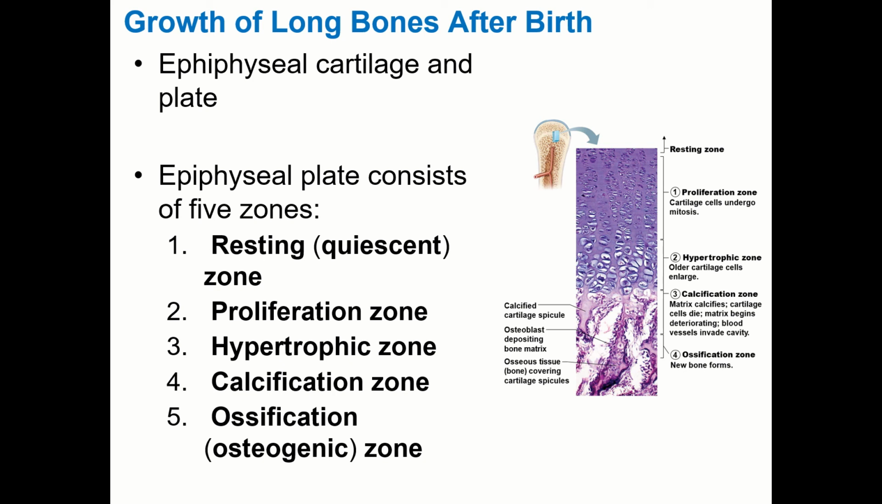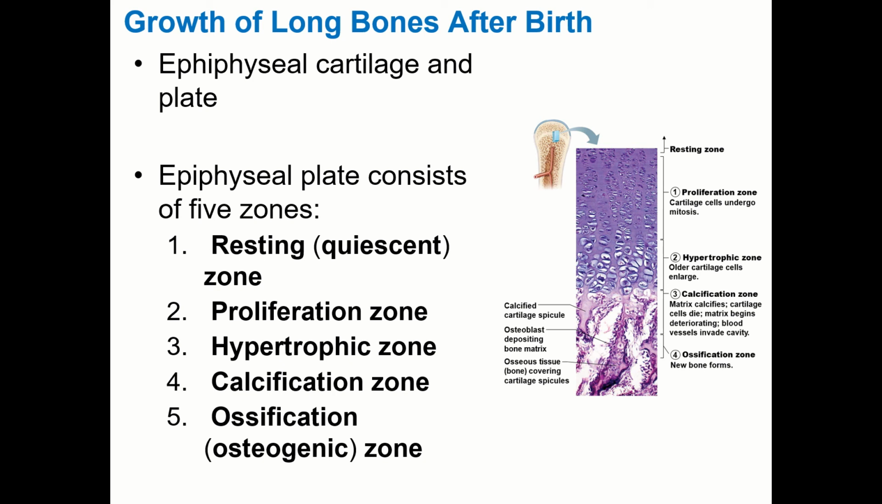Underneath that is the proliferation zone. Remember, this is hyaline cartilage, so we're talking about chondrocytes, cartilage cells. In the proliferation zone, if something proliferates, you make more of it. I said chondrocytes, but in this case I'm actually talking about chondroblasts. Your chondroblasts, your immature cartilage cells, are going to make copies of themselves. They undergo mitosis, so they split and make an exact copy of themselves. That's what's happening in the proliferation zone: more copies of chondroblasts.